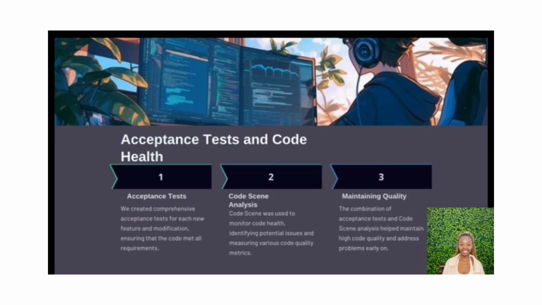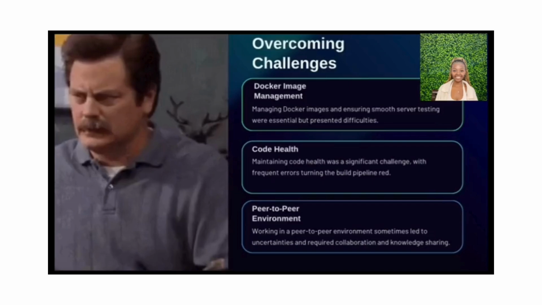This tool helped us identify potential issues and measure various code quality metrics, giving us a clear picture of our code's maintainability and performance. By combining acceptance tests and CodeScene analysis, we maintained high code quality and addressed problems early on. This approach allowed us to catch and fix issues before they impacted our project success. By prioritizing code quality, we ensured a solid foundation for our project's long-term success.